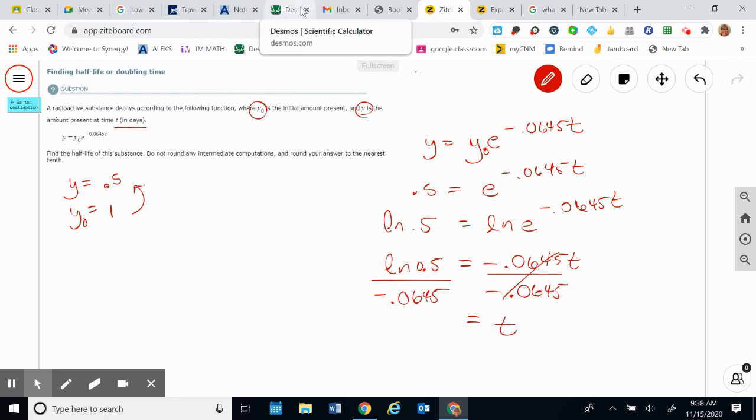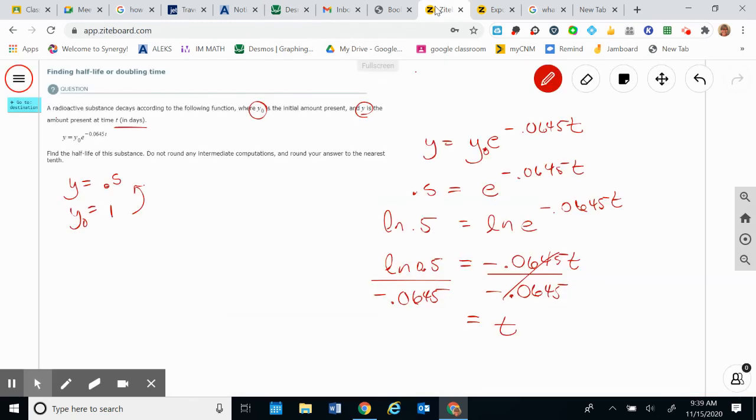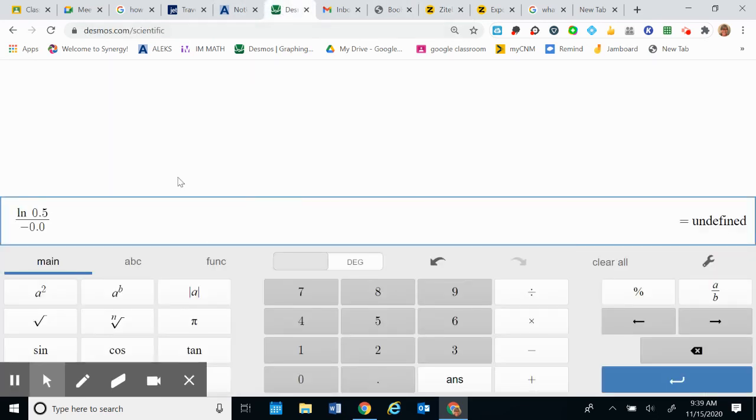Okay, ln of 0.5, let me put 0 for y'all. Does that make it nicer, more comfortable for you guys? I don't know. Backspace, negative 0.0645. No memory, okay. Here we go, 645. All right, 10.7. And I'm rounding it to the nearest tenth, it's 10.7.